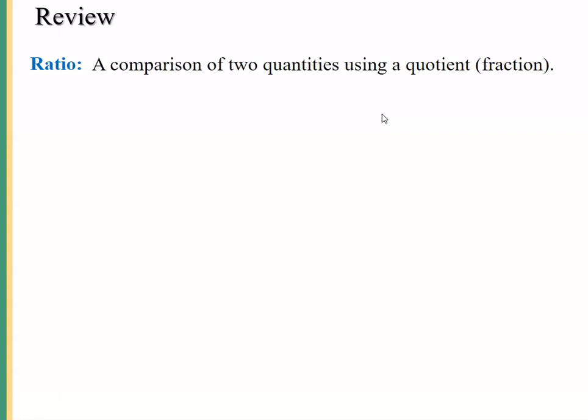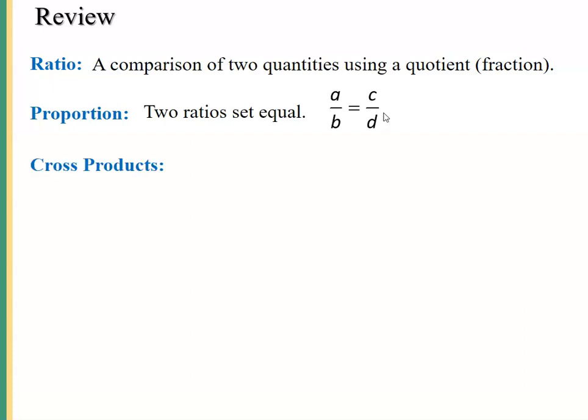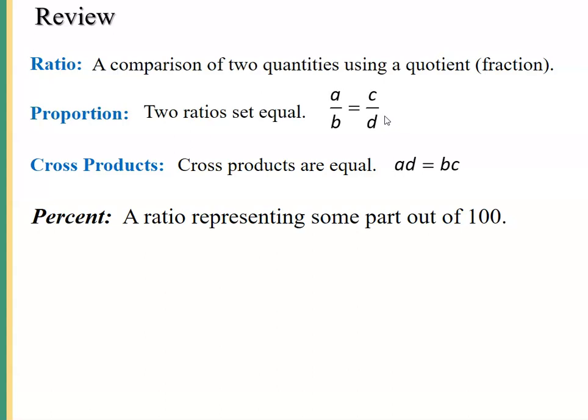Let's review some of the lessons that we already discussed about ratio. A ratio is a comparison of two quantities using a quotient or a fraction. A proportion has two ratios set equal: A over B is equal to C over D. And then the cross product will give us AD equals BC.